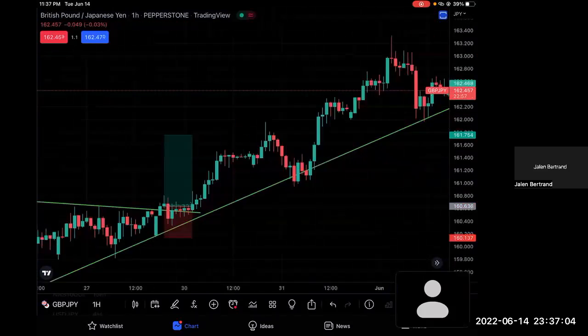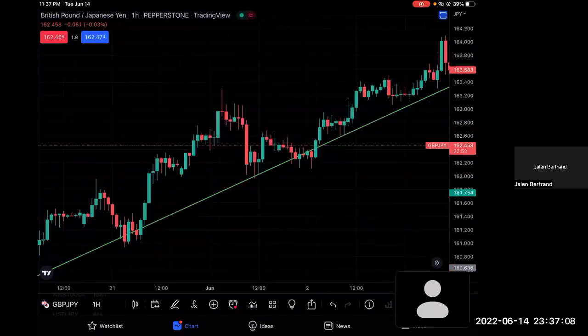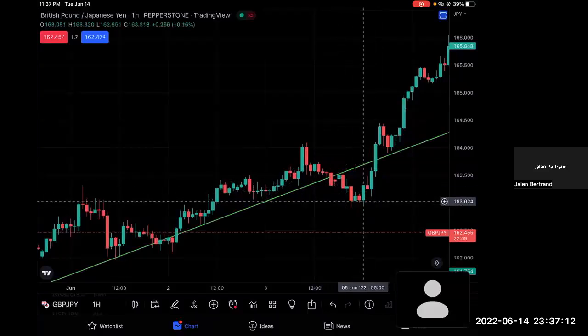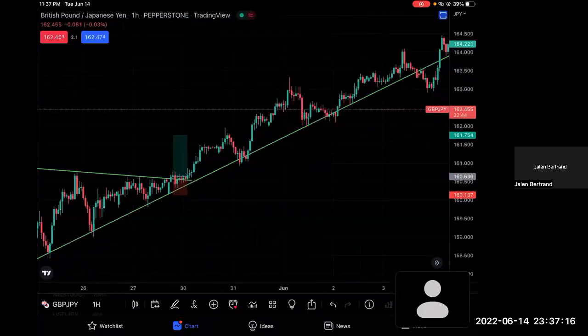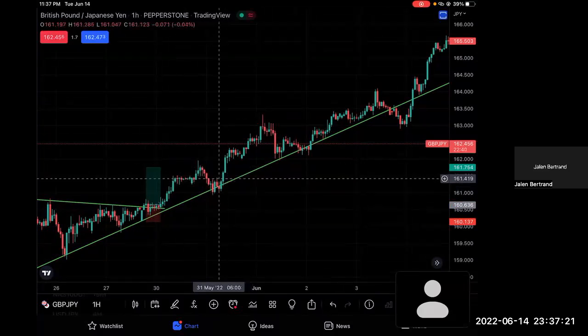Right here, this could have been another area to enter. Would I have been a little scared over here, right here? Absolutely. To hold a trade that long, I would have honestly probably been out. If I would have re-entered here, I would have entered again.